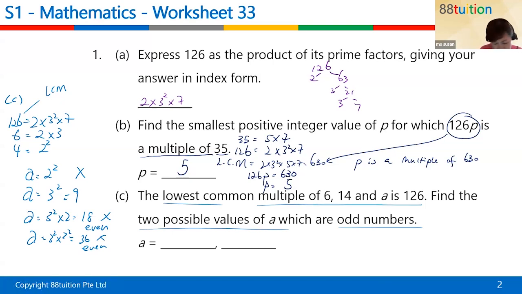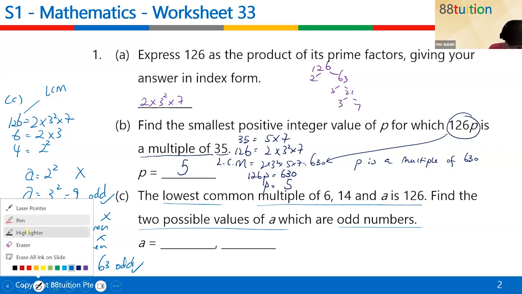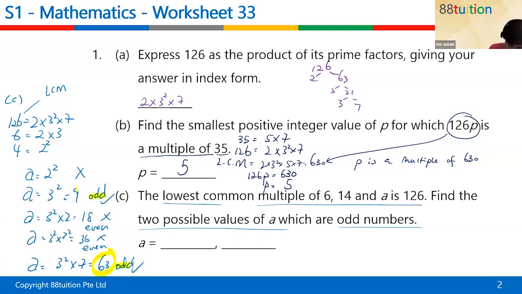So what you can increase for this is A, it could be 3 to the power of 2 and multiply another odd number. Can you multiply by 5 or not? Cannot, right? Because there's no 5 as a common factor here. So what you can do is multiply by 7. So 63 here. 63 odd number? Yes, odd number. So correct. I want to highlight my answer as odd: 63 and 9. So I can put here 63 and 9.